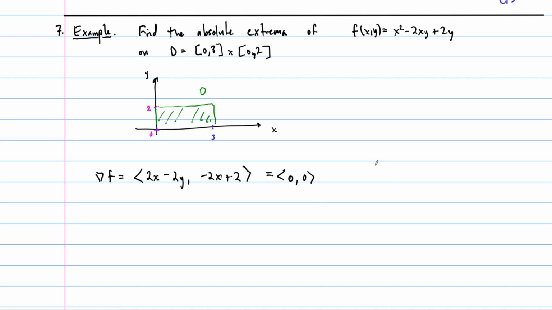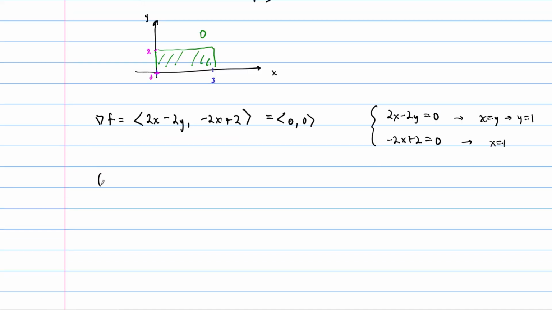Then what we end up with is a system of equations: 2x − 2y = 0 and −2x + 2 = 0. So this one tells us that x has to be equal to 1, and this one tells us that x has to be equal to y. So therefore y is also 1. And so the critical point of this function is at the point (1,1). So this tells us that (1,1) is the only critical point.